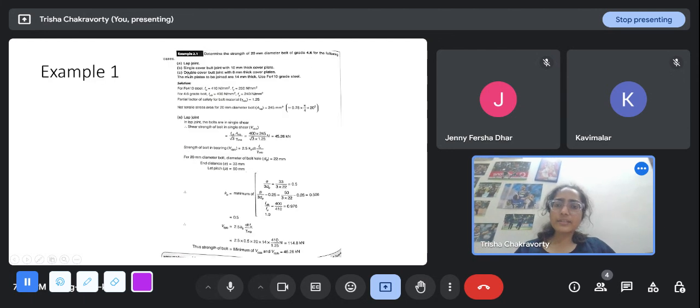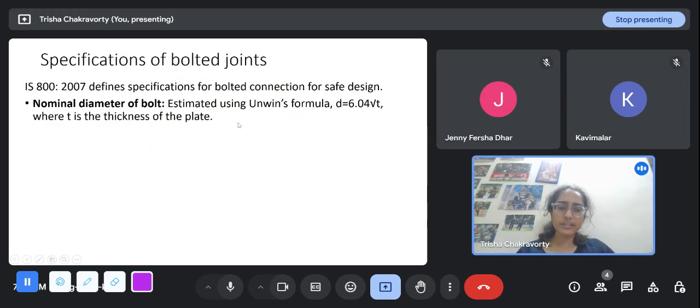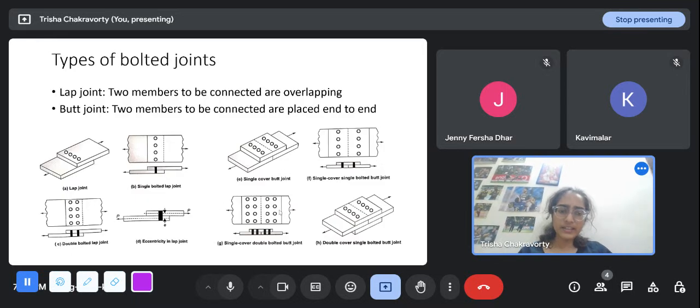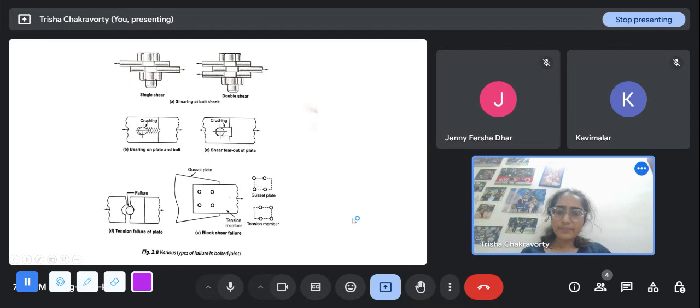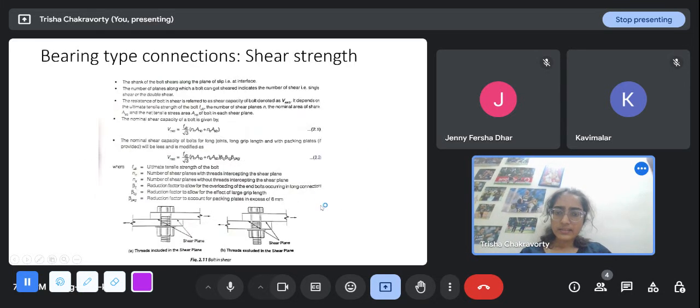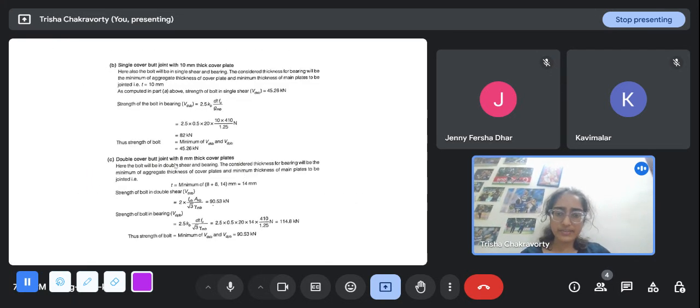Now double cover butt joint with 8 mm thick cover plates. What happens here? Here we have two cover plates. So these bolts are under double shear. There are two planes of shear. So this n will be 2 here, because n_n is number of shear planes with threads. We will assume there is thread so long as it is not mentioned otherwise. So here the bolt will be in double shear and bearing.